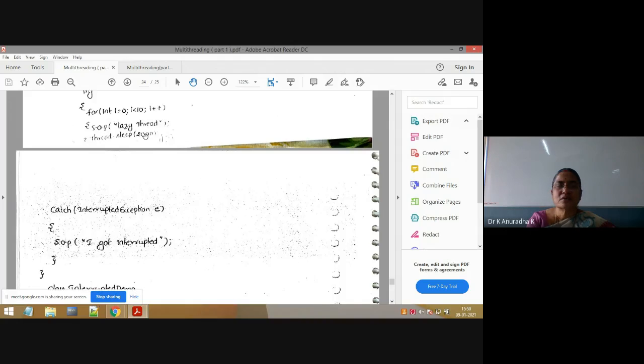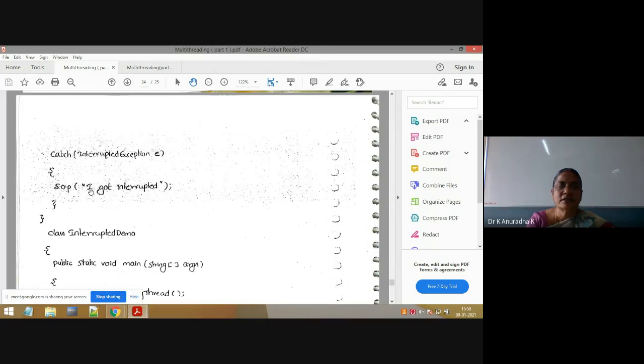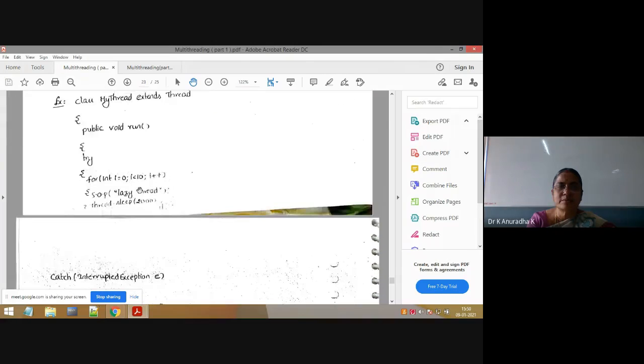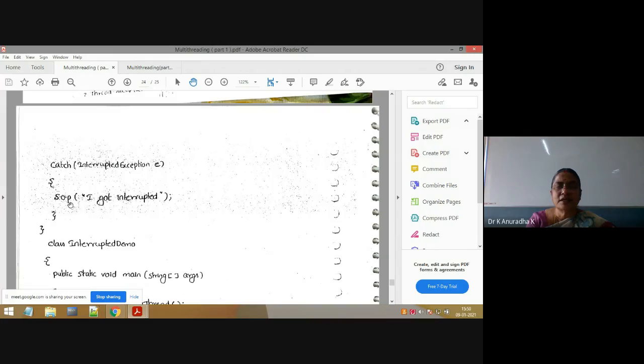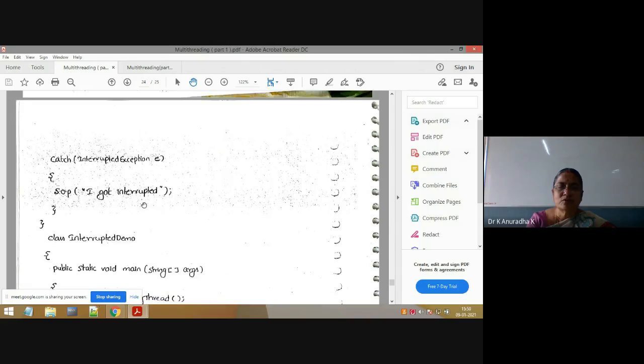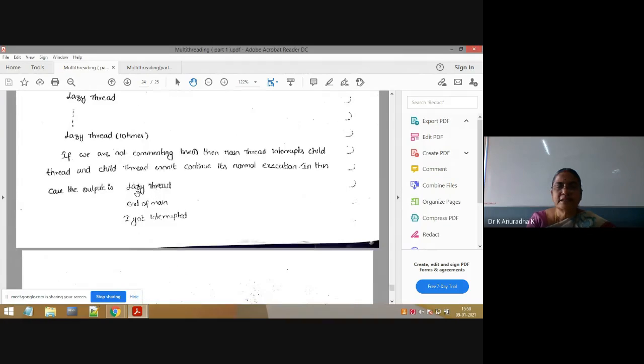You know errors, no? Runtime errors. Here we have a try block, so from this statement, immediately it will go to the corresponding matching catch block. Inside the matching catch block, I have written I got interrupted. Because of this t.interrupt(), it will go to the catch block, execute it, and print I got interrupted. That's why the output will be lazy thread, end of main, and I got interrupted.